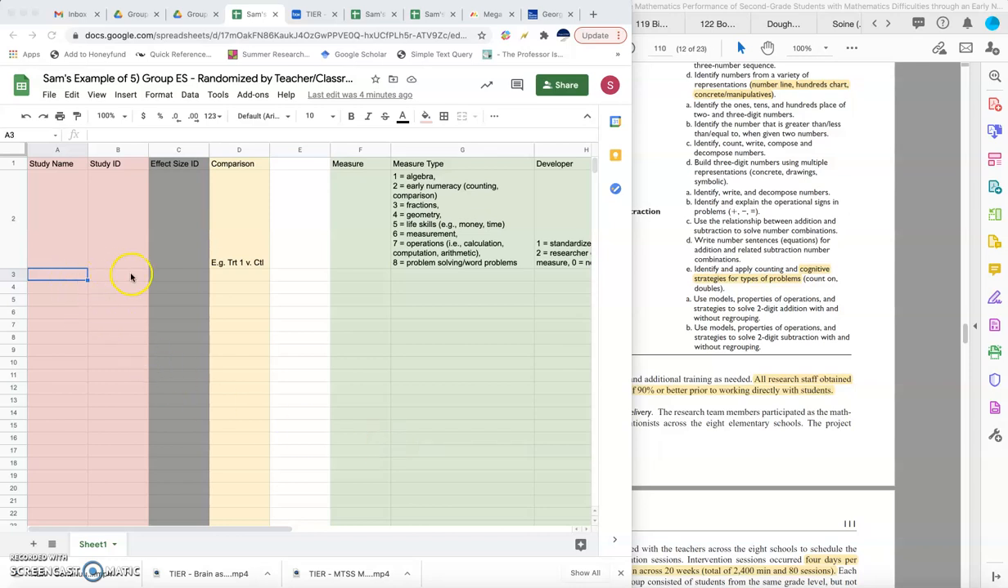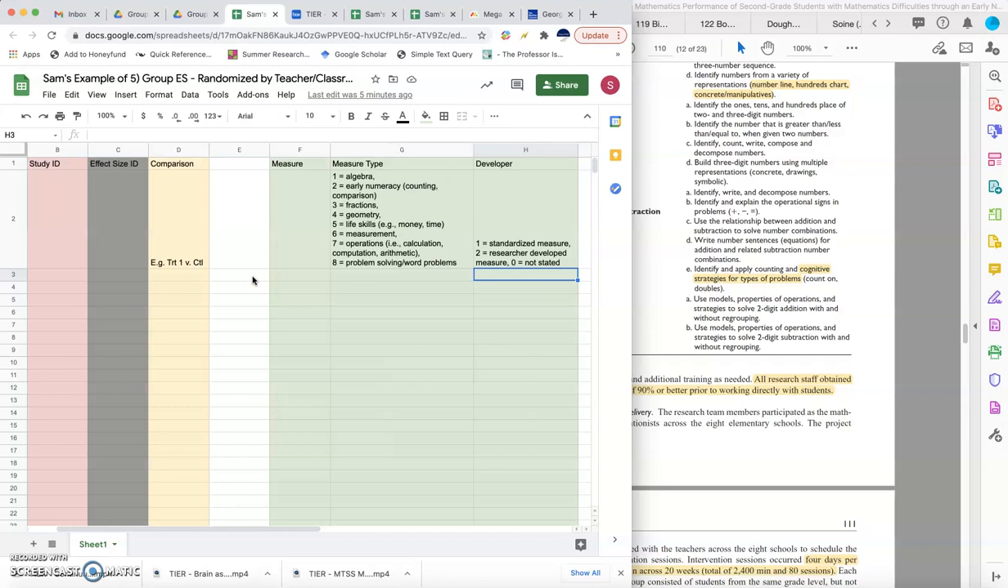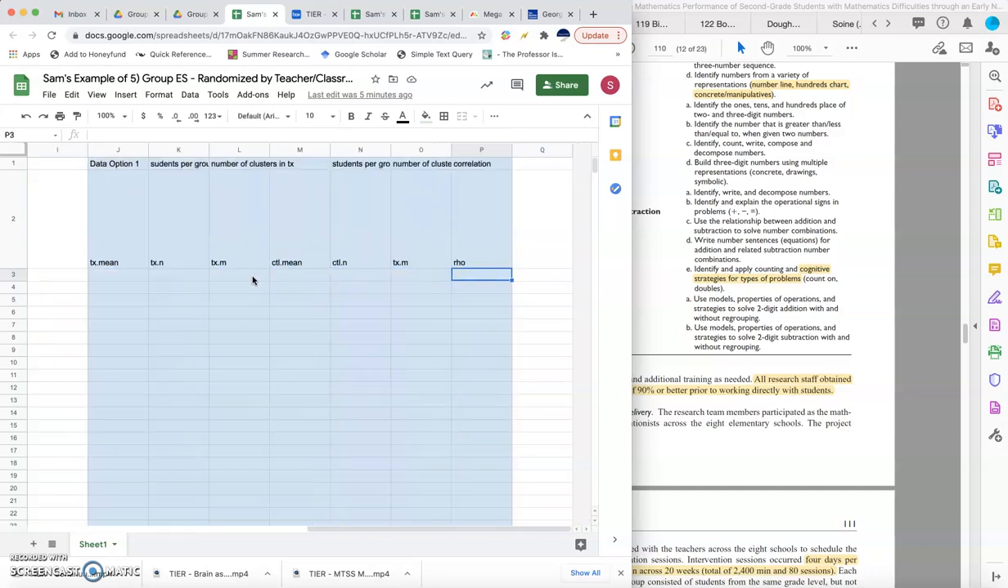fill in the study name, study ID, based off of the name of the study. You would include the comparison group, so for example, treatment 1 versus control, or treatment 2 versus control, depending on what the study was measuring. You would include each measure name, completely typed out in full. You would identify the measure type or types. You would identify the developer of the measure, if it was a standardized measure, a researcher developed measure, or if it was not stated. And then we'd go and code for the effect size.